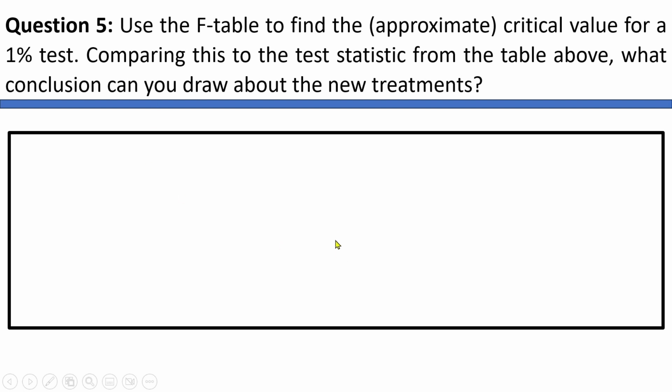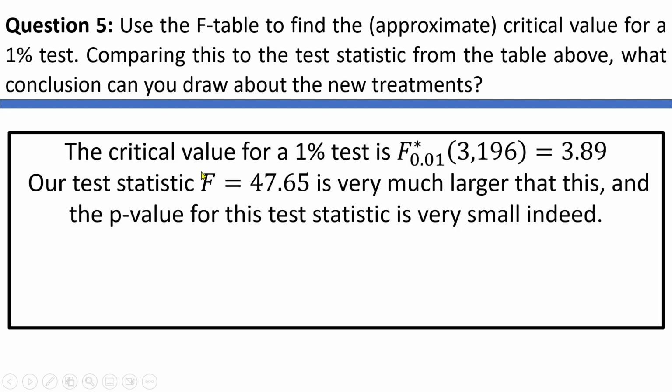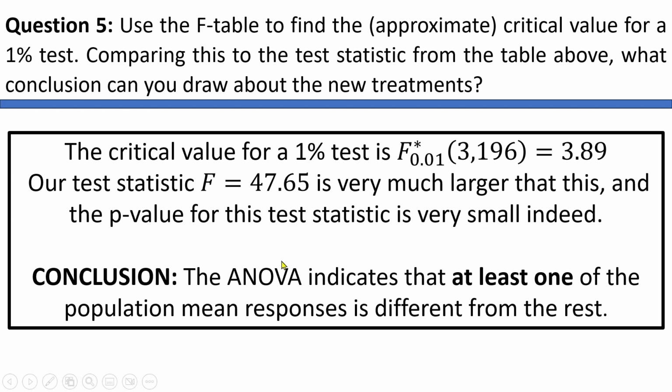So to answer this question 5, we would say first, the critical value for a 1% test is 3.89. Our test statistic is 47.65. It's very much larger than this, and the p-value for the test is very much smaller. So the conclusion is the ANOVA indicates that at least one of the population mean responses is different from the rest.